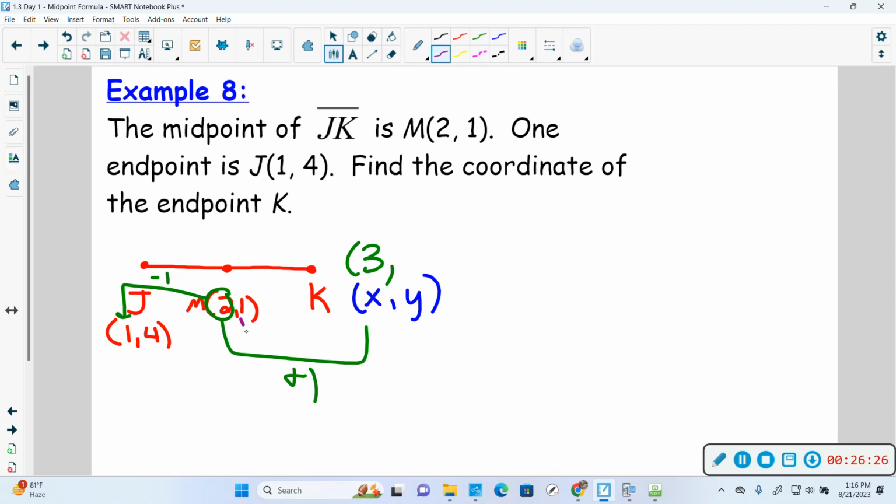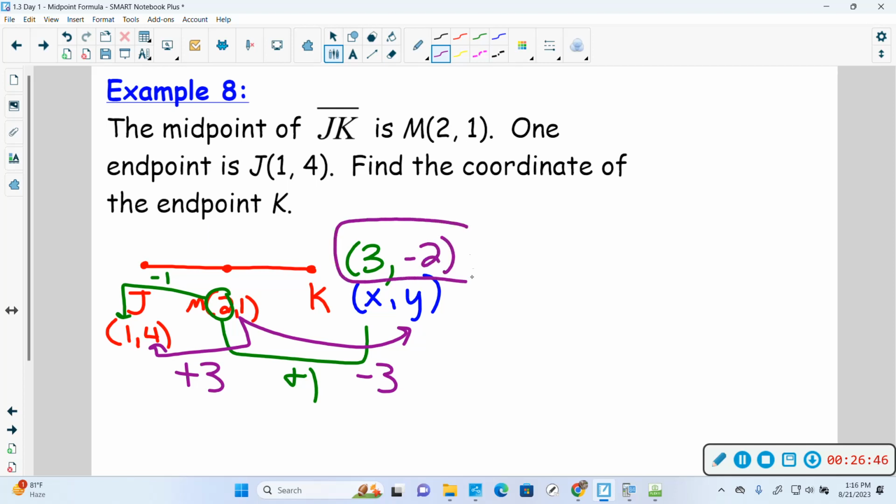Okay, let's do the y. Same thing. From 1 to 4. Did you go up or down? Up. From 1 to 4, you went up how many? 3. So now do the opposite. So if I'm going to go down 3, what's 1 minus 3? Negative 2. So you just have to remember you're starting at the midpoint and comparing.